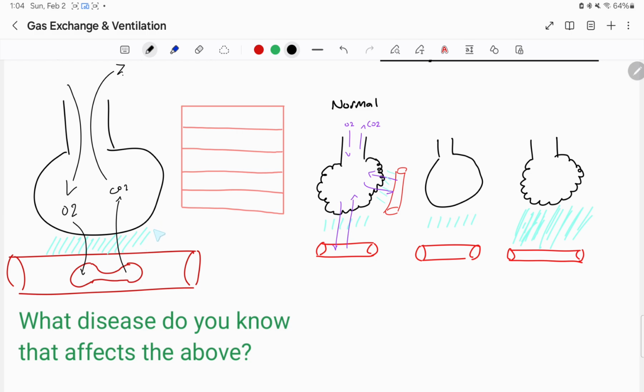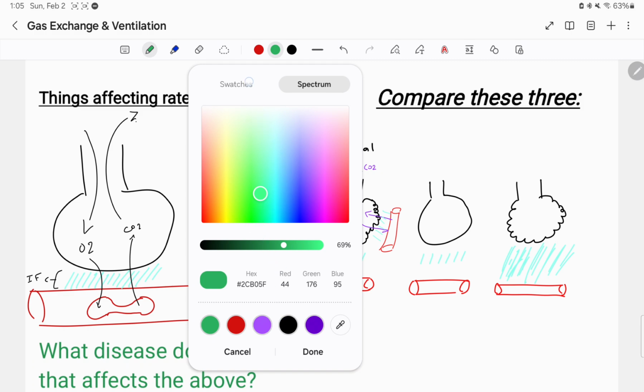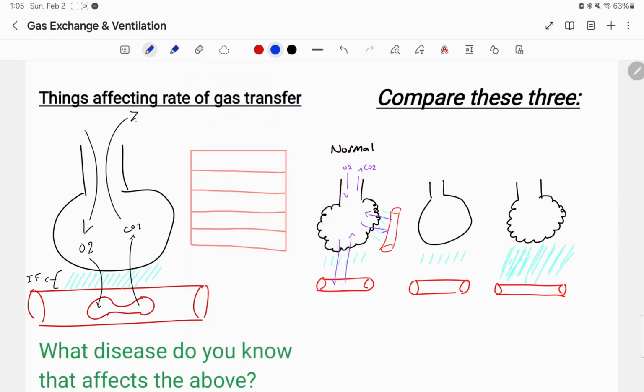Okay, what is the space in blue that I highlighted? This space in blue is, of course, going to be the interstitial fluid. Now, with regards to everything in this simplified diagram, we've got to think about what are the things that actually affect the rate of gas transfer here. Okay, well, there's a multitude of things. Believe me, there's a lot of things. So what are they? Well, it's actually pretty easy.